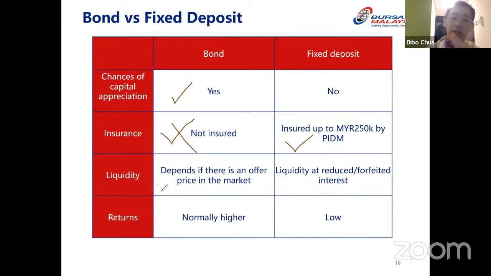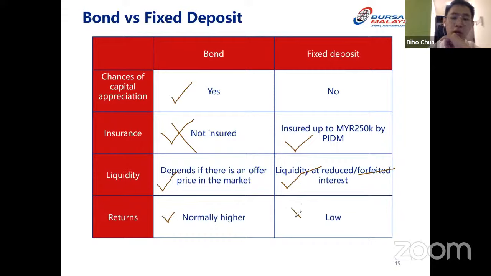Okay, for liquidity, bonds depend on offers in the market, meaning if you want to sell, and there is a buyer willing to buy from you, then you're able to sell easily. But for fixed deposit, you can do so, but you have to bear the cost of forfeited interest, meaning your interest will be kosong. Even if you wait for like 8 months or something like that, it will definitely be kosong. Okay. Returns wise, normally bonds are higher.